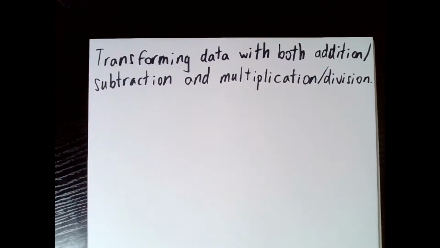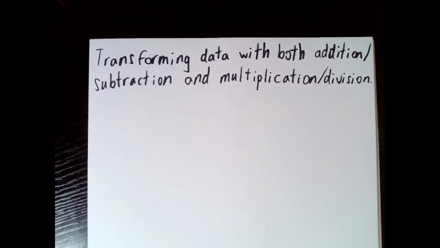Alright, so in the last two videos we talked about transforming data with either addition and subtraction or multiplication and division. Now we're going to look at what happens when we do both at the same time. Again, this is something that's going to be practically useful, and there are a lot of real-world examples that you can use here. But I'm just going to go ahead and stick with the example that we used in the last video.